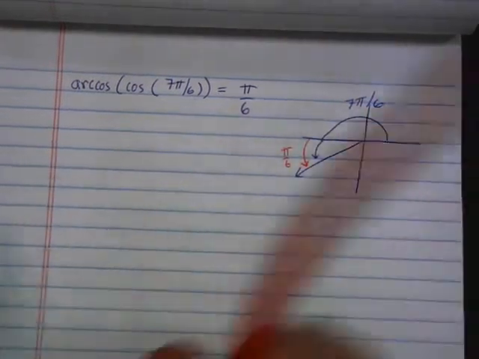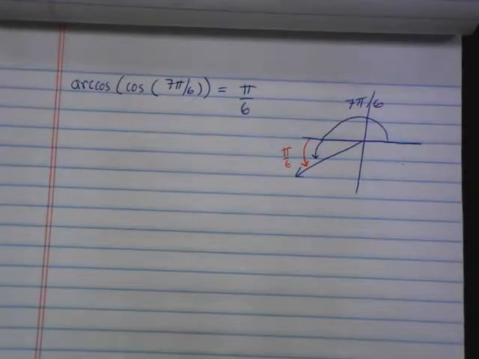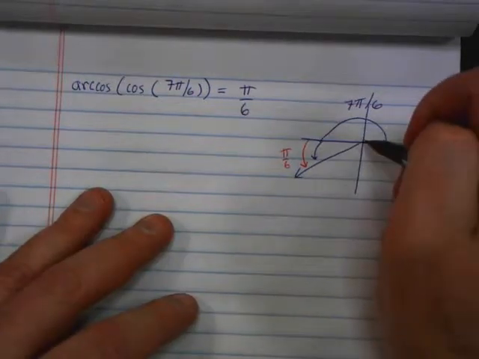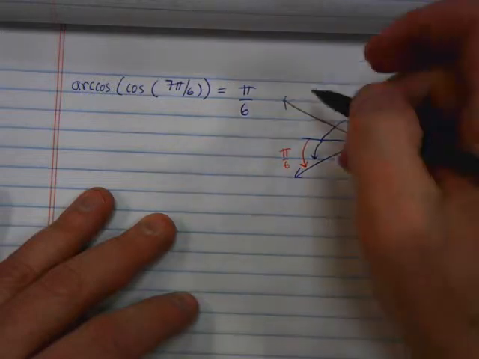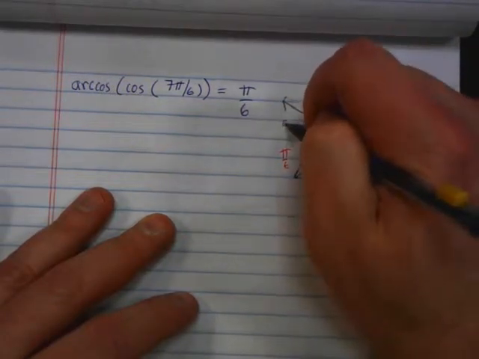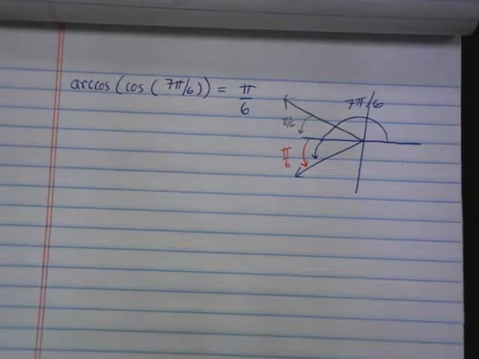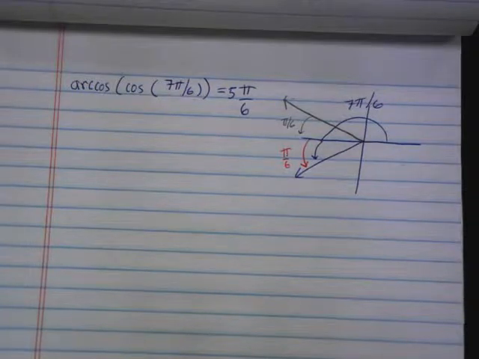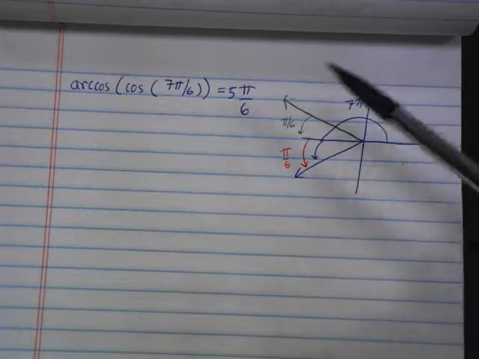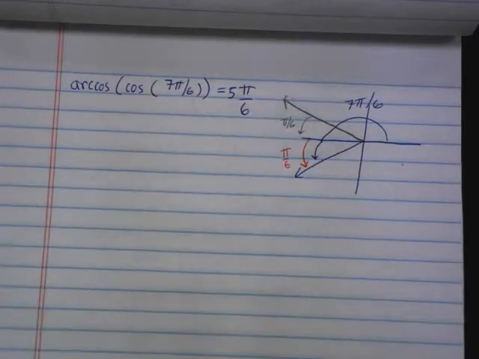However, the angle that I really need is the angle in quadrant 2 which has pi over 6 as a reference angle. It's pi minus pi over 6, which turns out to be 5 pi over 6. So arc cosines are lots of fun. You're chasing around all sorts of quadrants. This is in quadrant 3, so I need an answer in quadrant 2. I've got to find my reference angle, which is in quadrant 1.